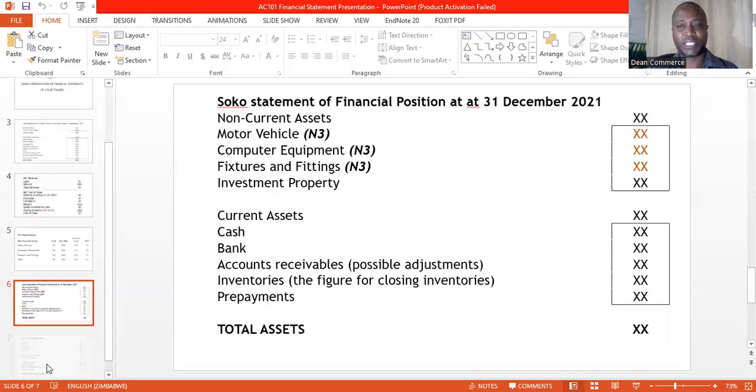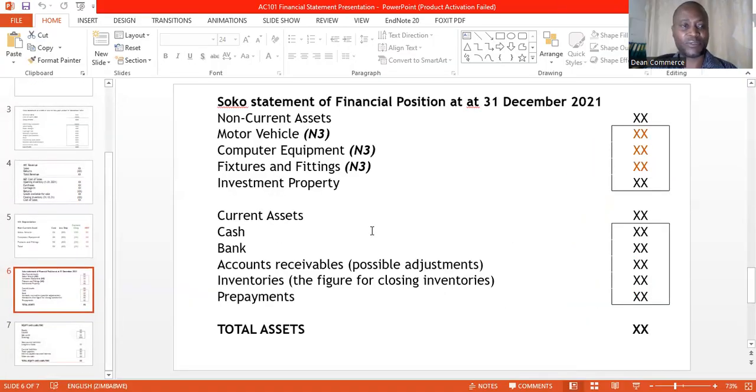Now, when we are presenting this statement of financial position, what we are going to do, in this case, is use the original accounting equation, which says assets equals capital plus liabilities. What it means is we are going to find total assets, and we get the value of total assets. Then we find total equity and liabilities. And then the two figures must balance if we have done all our things right. So here is the presentation.